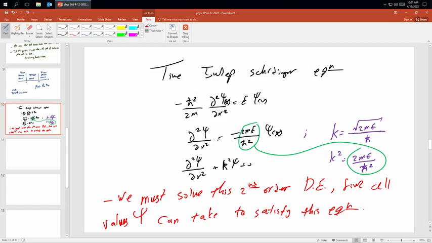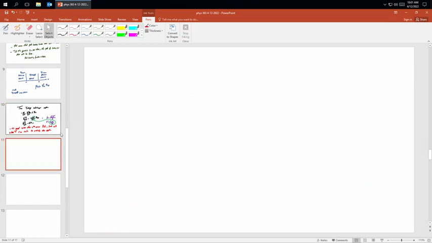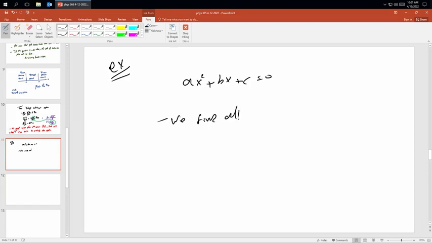It's like saying, for example, ax squared plus bx plus c equal to 0. How can you solve this equation? We find all values of x that can satisfy this equation. And in this term, a, b, and c are going to be what? Your constants, right?